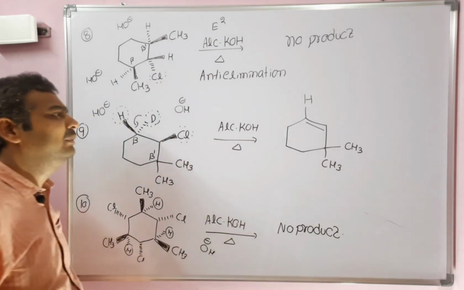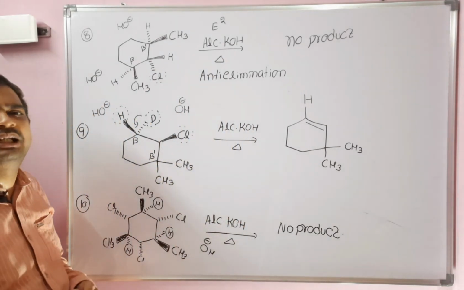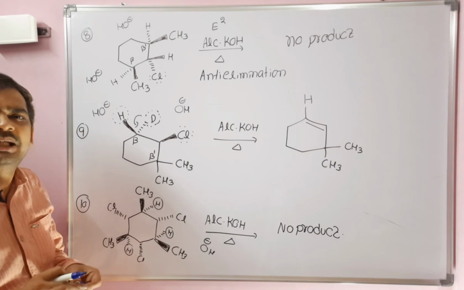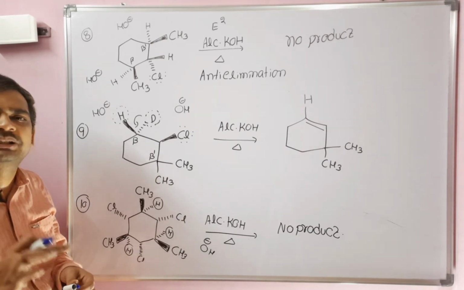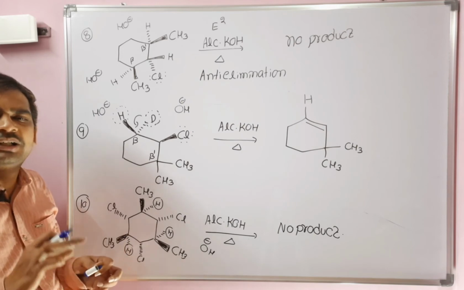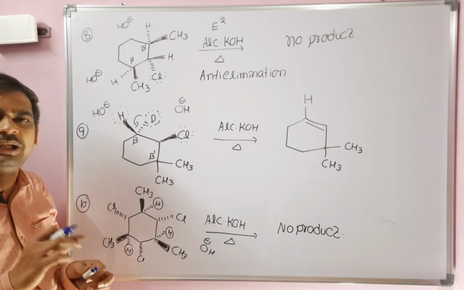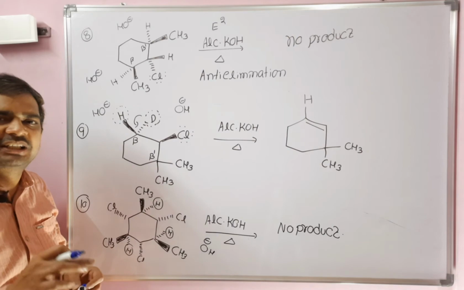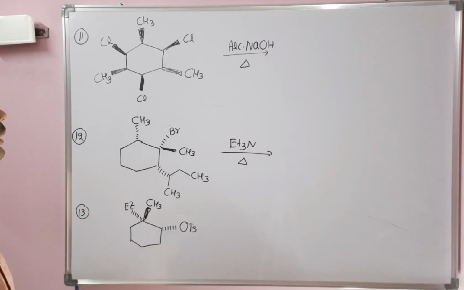Okay. So E2 elimination means that is anti-elimination. In the same plane, elimination is not possible, because of the lone pair repulsions. For E2 elimination, the beta hydrogen should be in the opposite direction with respect to the halogen. Clear? Next example.